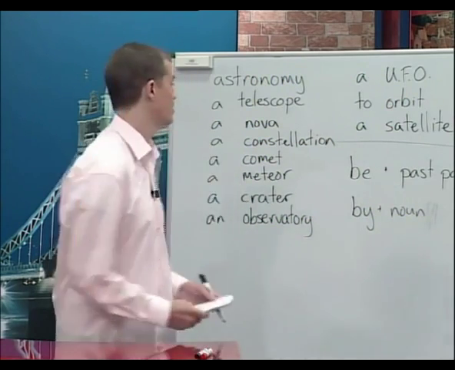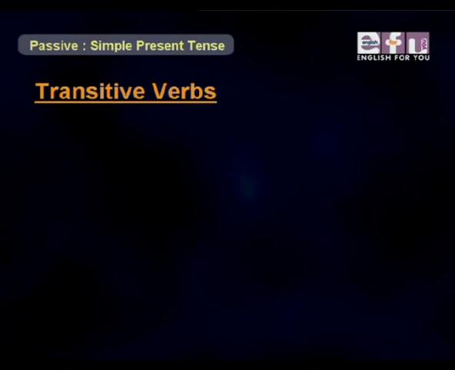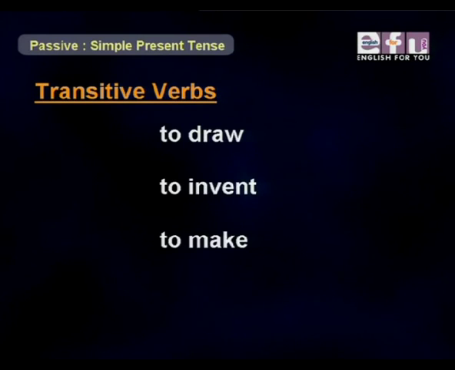Here are some examples. Transitive verbs. Okay, we have to draw, because we can draw a picture. The picture is the object. And we have to invent. And we have to make. To discover.